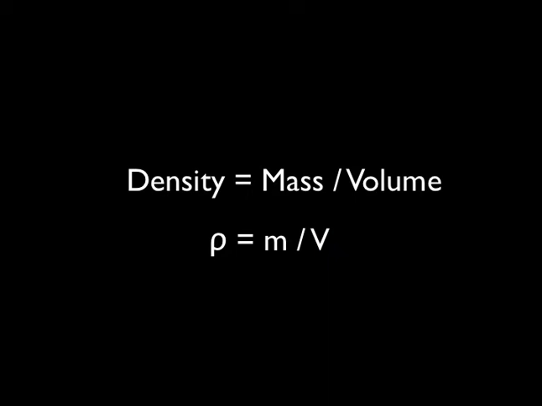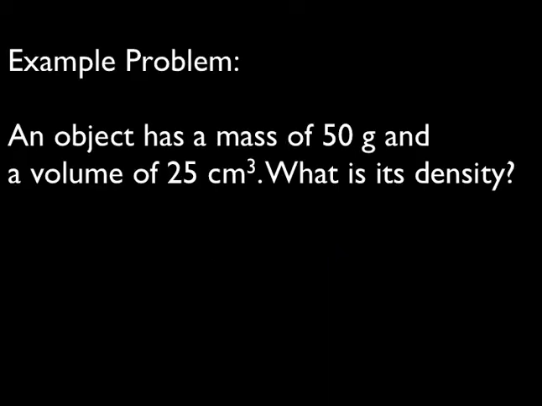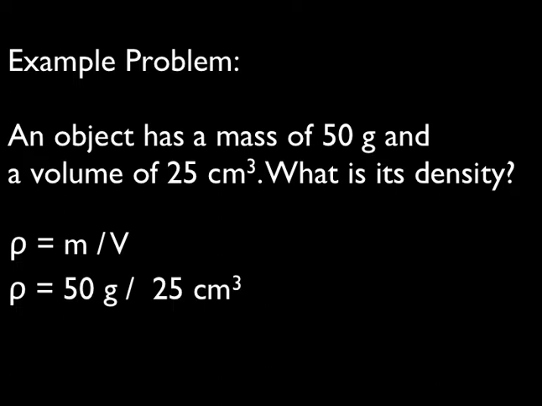So let's look at a type of number problem you might see for this. An object has a mass of 50 grams and a volume of 25 cubic centimeters. What is its density? So in order to do this, we'd use our equation. Density equals mass divided by volume. We know the mass of the object is 50 grams. The volume is 25 cubic centimeters.